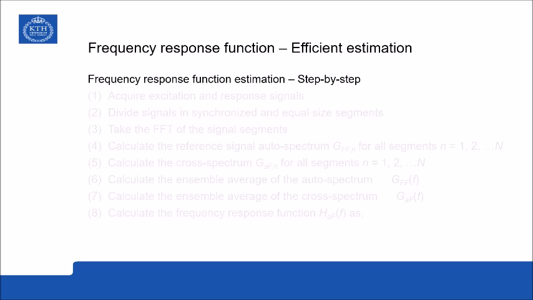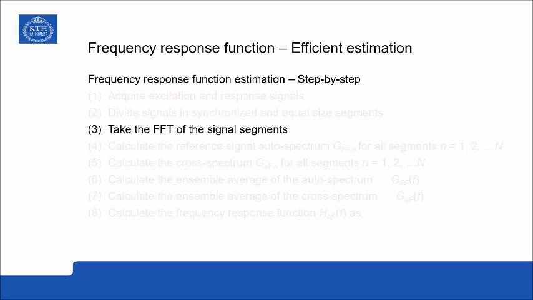So, in order to summarize now, we will discuss a step-by-step method for frequency response function estimation. What you start with is, of course, to acquire the excitation and response signals with the data acquisition system. Then, as we've seen before, we divide the signals in segments that are synchronized and of equal size. Synchronized is important because if they are not, you will introduce a phase error in the frequency response function.